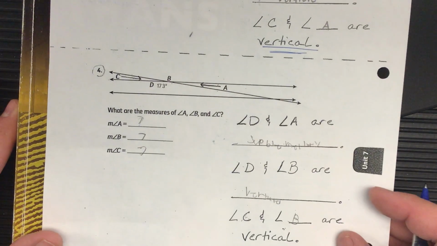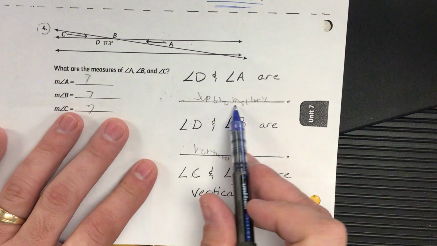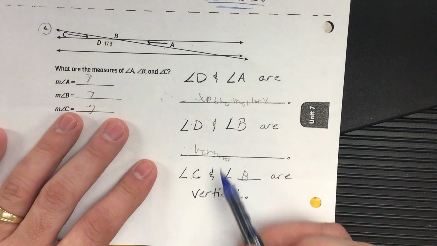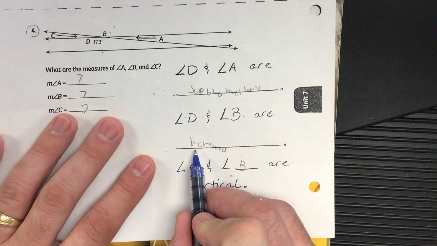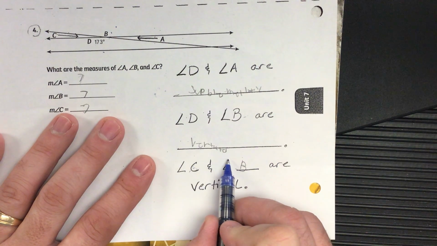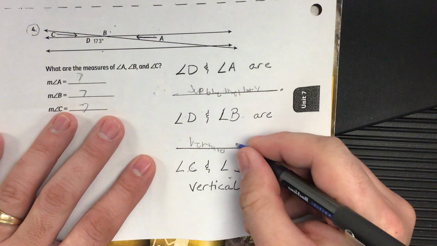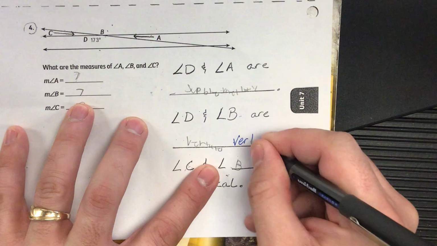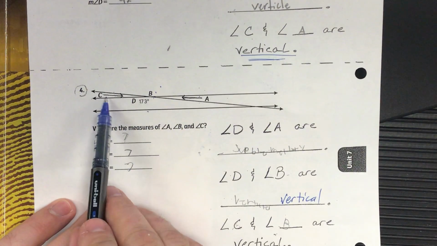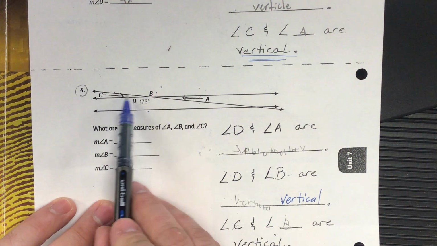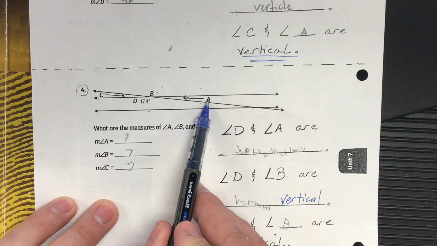Next one, Caleb. D and A are next to each other. They are supplementary. D and B are across from each other. They are vertical. It is vertical. And we do have a nice line there. Vertical. C and B are not vertical. C and B are not across from each other. C and A are.